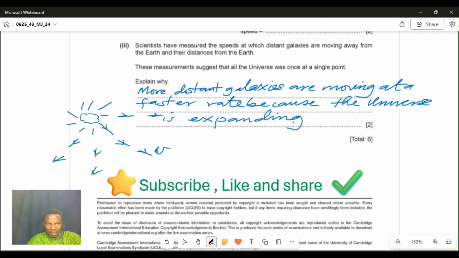And then in the past, from the point of formation, galaxies were closer together.